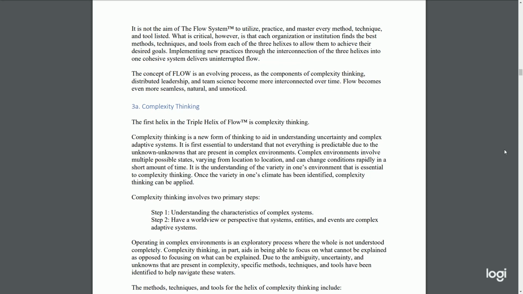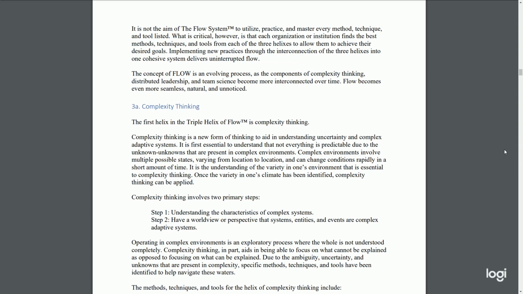The concept of flow is an evolving process. As the components of complexity thinking, distributed leadership, and team science become more interconnected over time, flow becomes even more seamless, natural, and unnoticed.